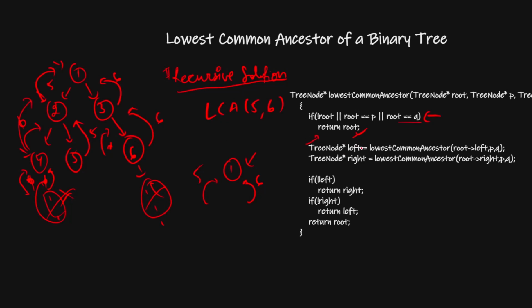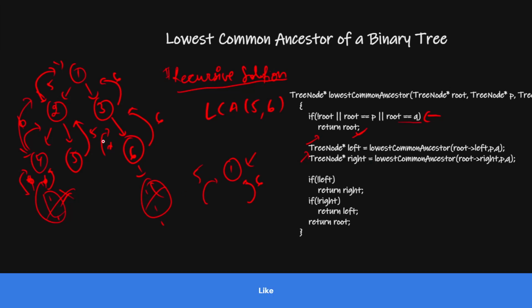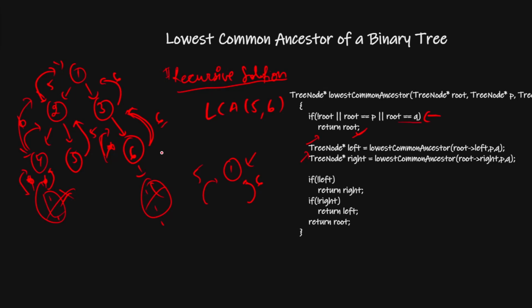Then we will go to its left and go to its right. If root is not our p or q, then we will go to its left and go to its right. If our left is null, then we will return the right. It may or may not be null. If the right is null, then we will return the left. If both of them are not null, in this case this root is our answer. So finally, we will return this root.